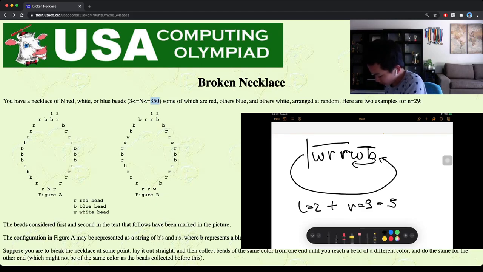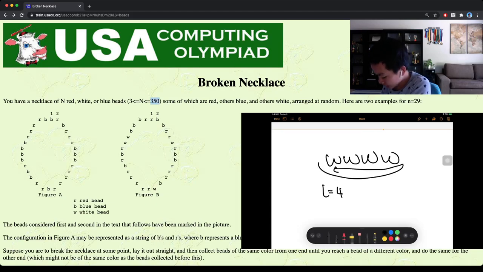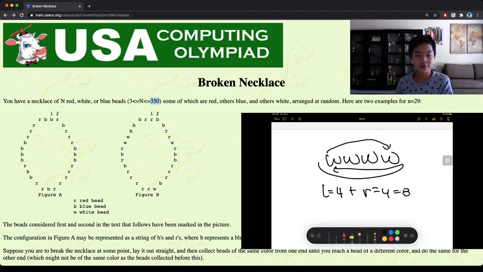Now, let me show you a case where this may not work. If it was all white, then if we search left and right, our left would be 4, because we would keep looping through it until we reach the beginning. And your right will also be 4, because you're starting from this end and reaching to that. But when you sum it up, it's 8, which is not possible since there are only 4 beads in the necklace. So what do we do now? We can just take the minimum of this and N. Since the min of 8 and 4 is equal to 4, this is our optimal solution.